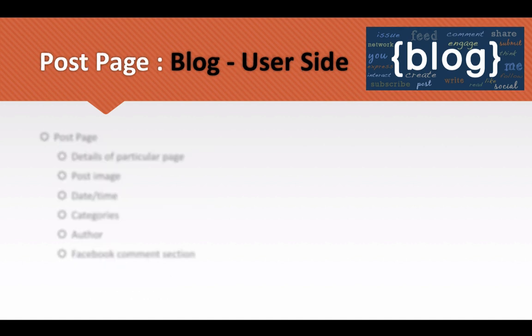So after that, next, post page. When we come on a single page, then we will have a post page which will give the detail of the particular post. That means the body of the post, then the image, the post image I have mentioned here, then date, time, again category, author, and Facebook comment section. So we are going to have the Facebook commenting system.